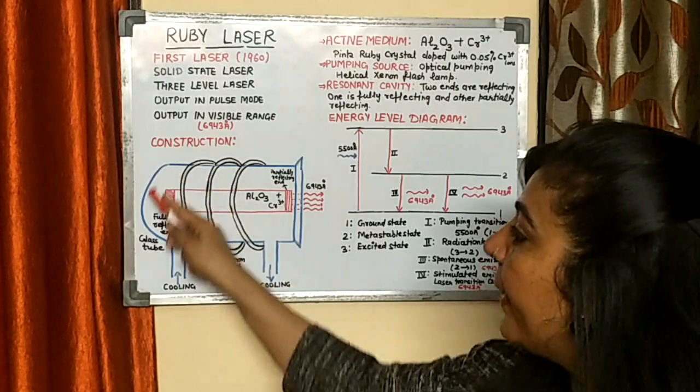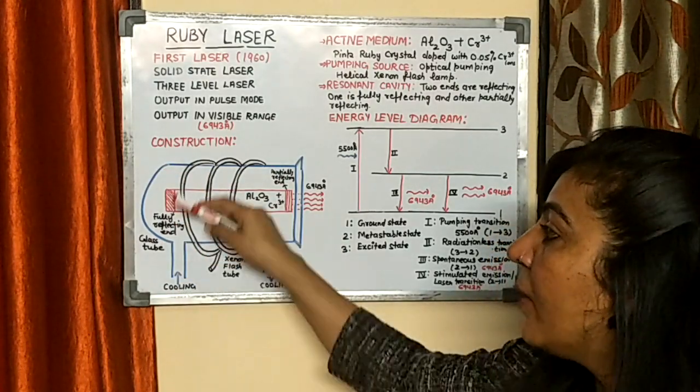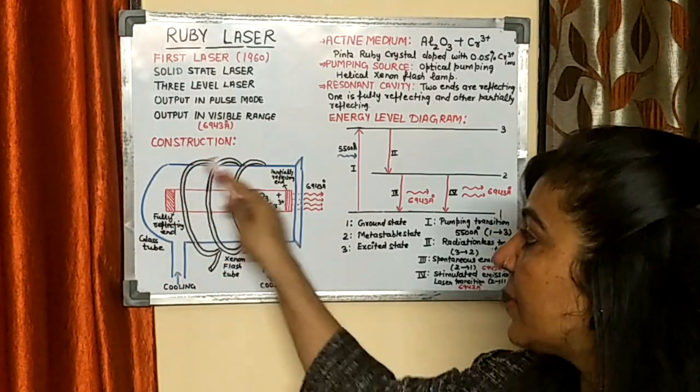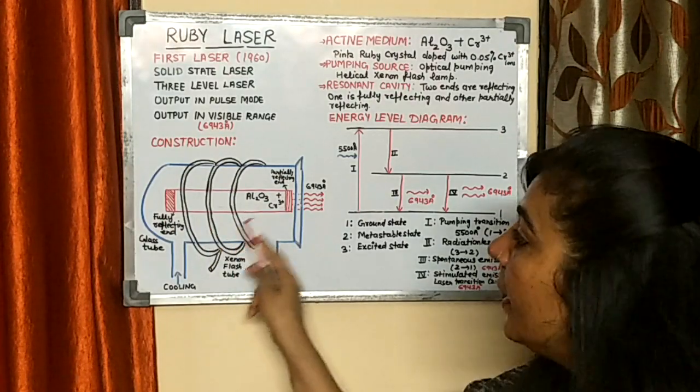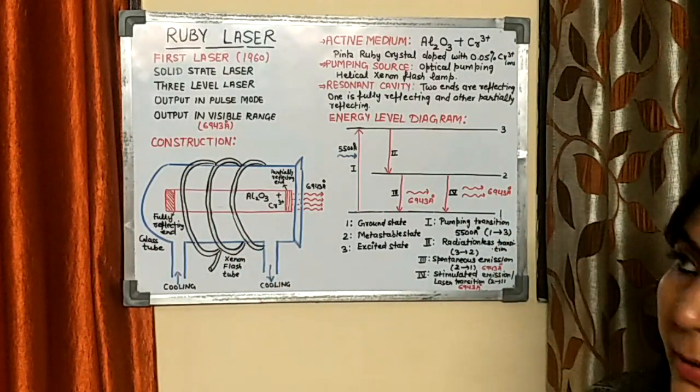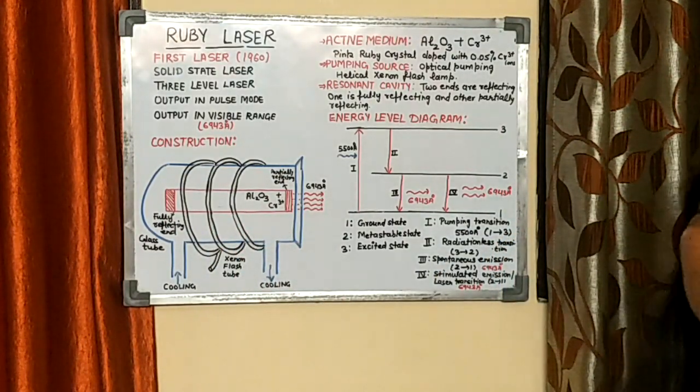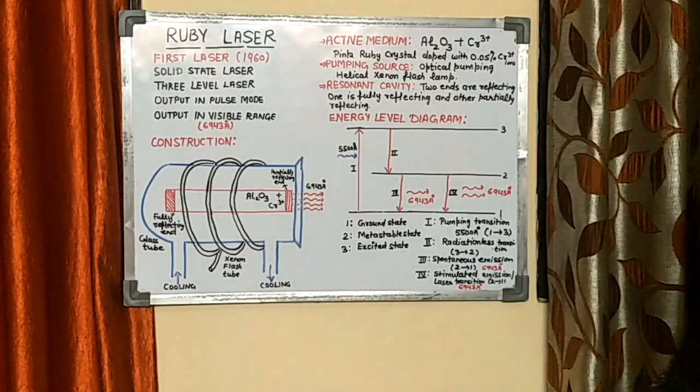So here we have a glass tube, and a coolant or water is circulated through this ruby laser in order to remove that excessive heat. So this is construction. Now the next one is the energy level diagram.